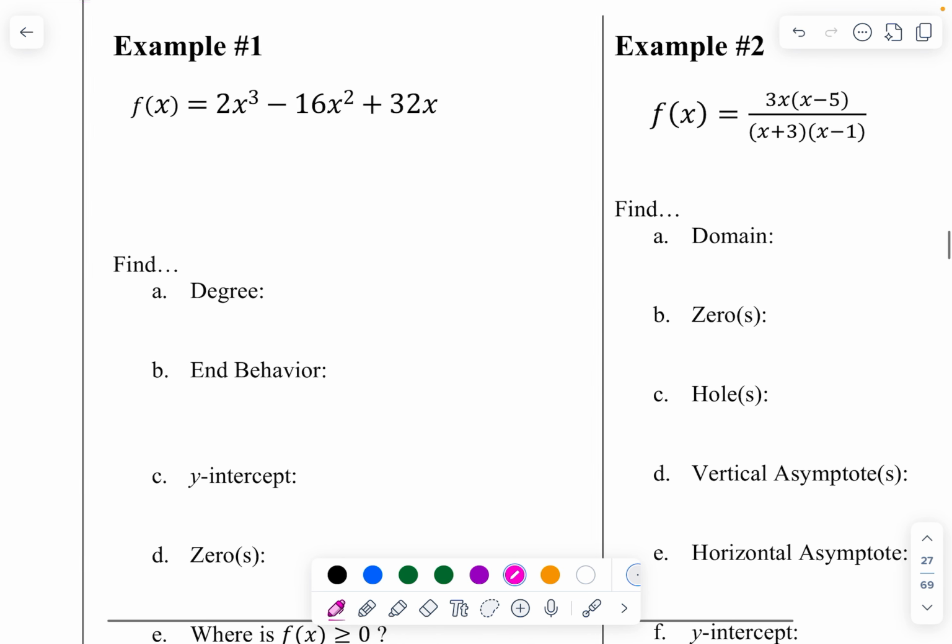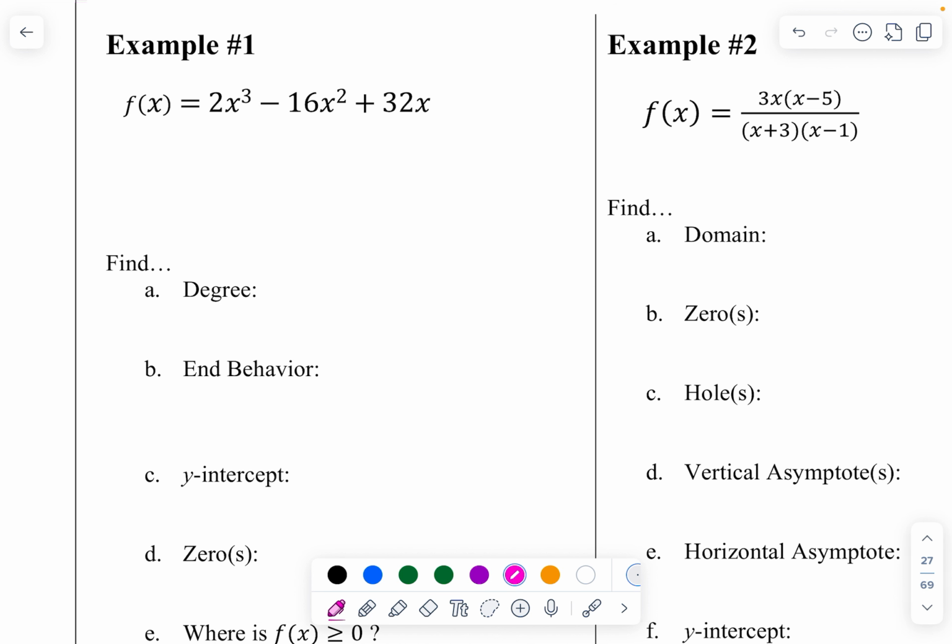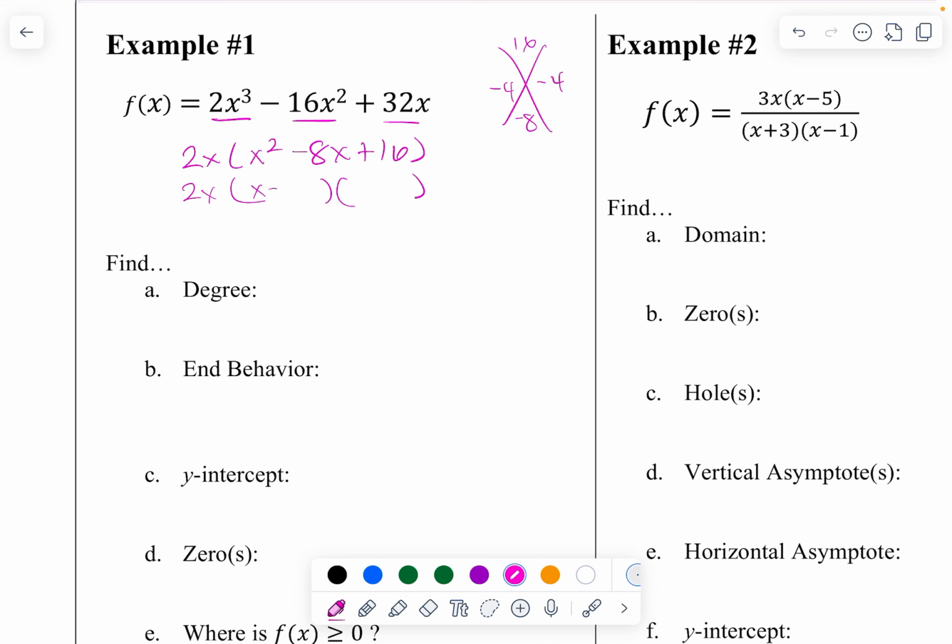And then for example number 2, actually let's fill in example number 1 first, sorry. So this is in standard form. If I went ahead and factored this out, I can see all of these have a common factor of 2x. I end up with x squared minus 8x plus 16. I can factor this down to what multiplies to 16 and adds to -8. We've got -4 and -4. So we end up with 2x times x minus 4 times x minus 4 again.